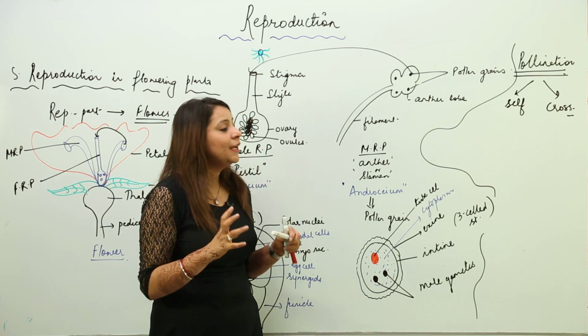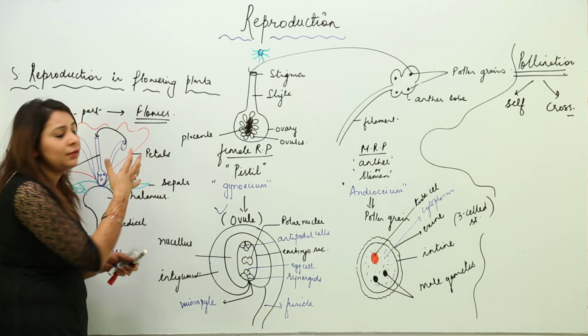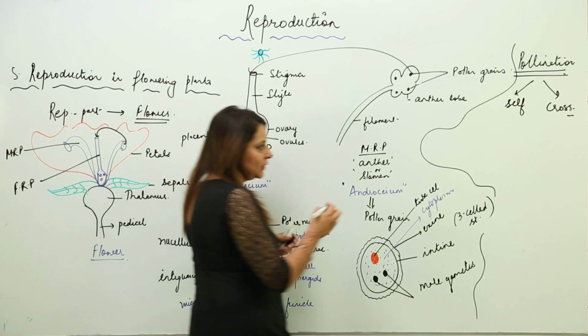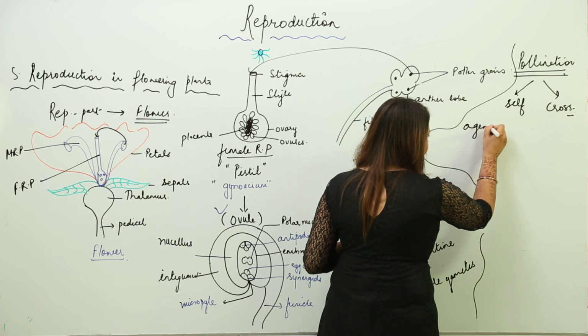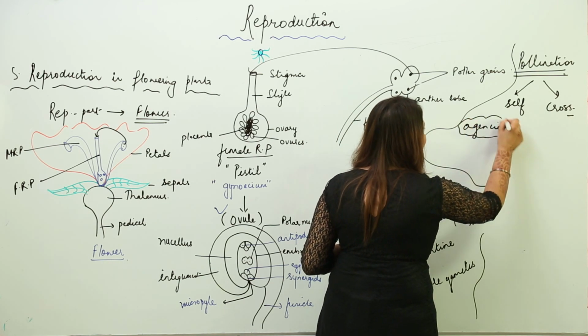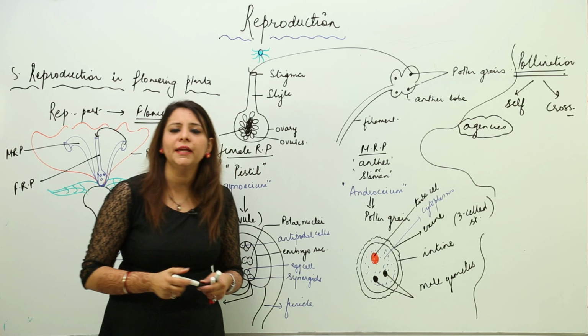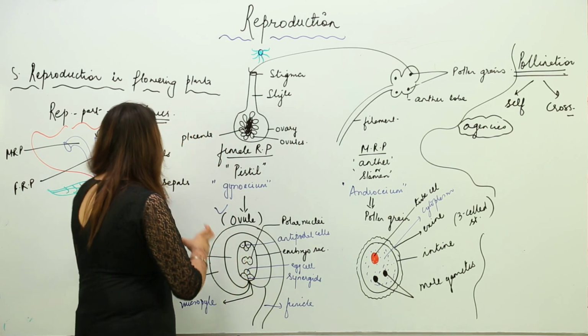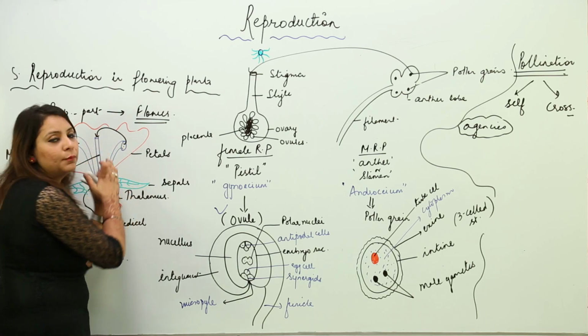And you know that this pollen grain is not motile, it cannot move actually. So there we need the agencies. Agencies can be birds, they can be insects, they can be wind, they can be water. So these factors can help the pollen grain reach from the anther to the stigma of the flower.